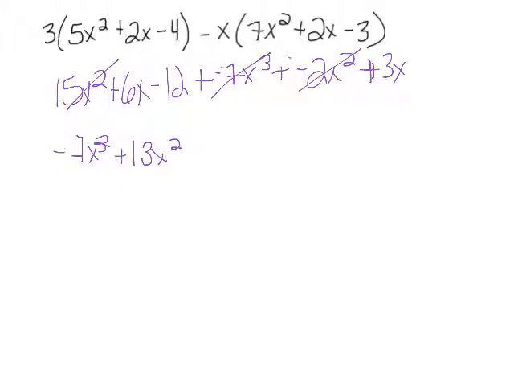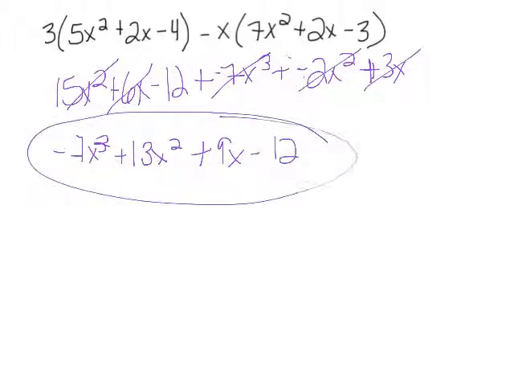Then I'm just left with x's. So I have plus 9x. And then I have my minus 12 at the end. And as I was simplifying, I went ahead and wrote in standard form.